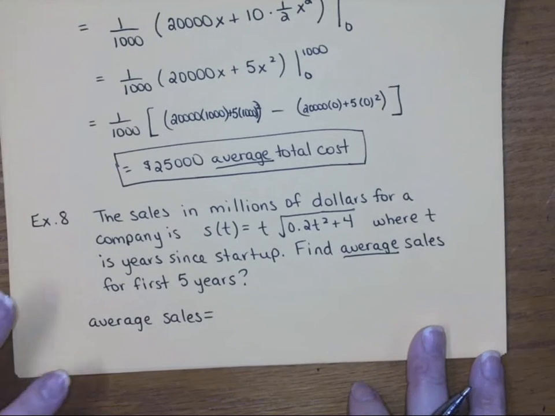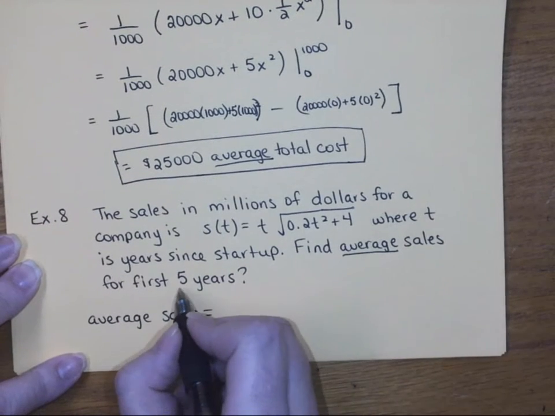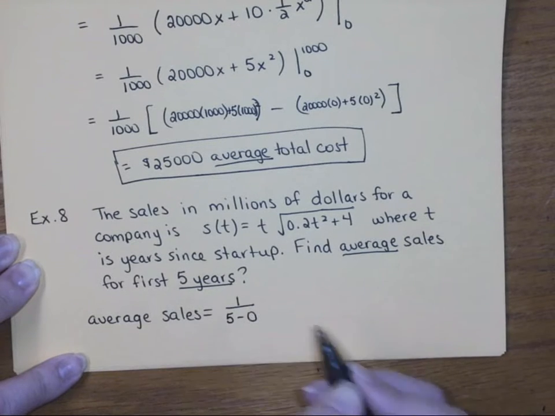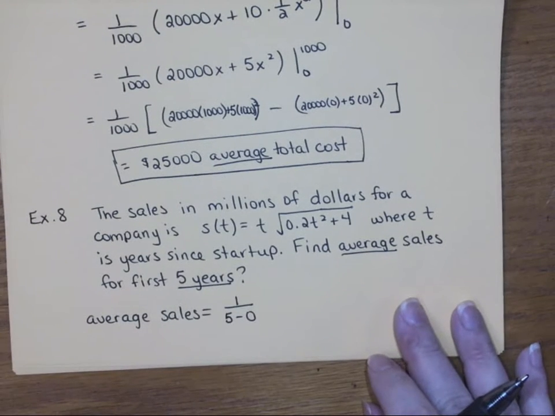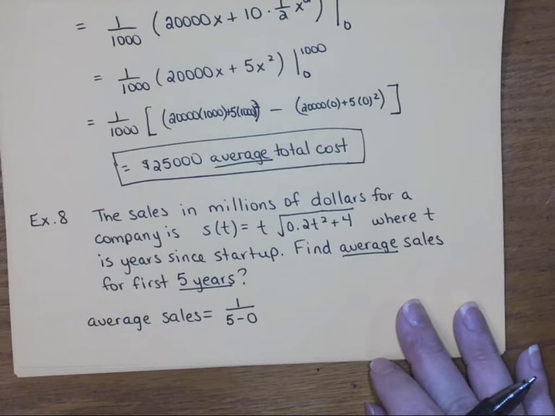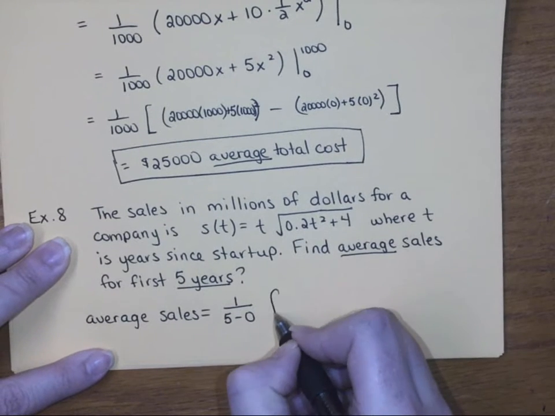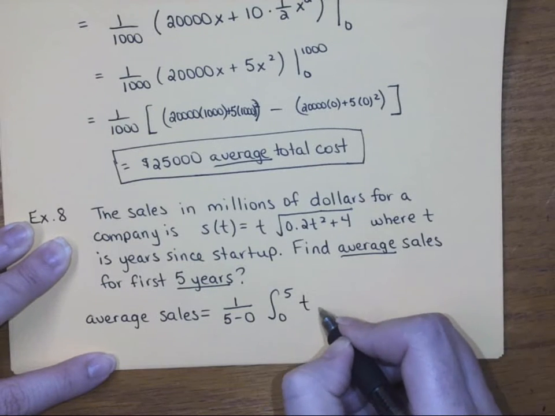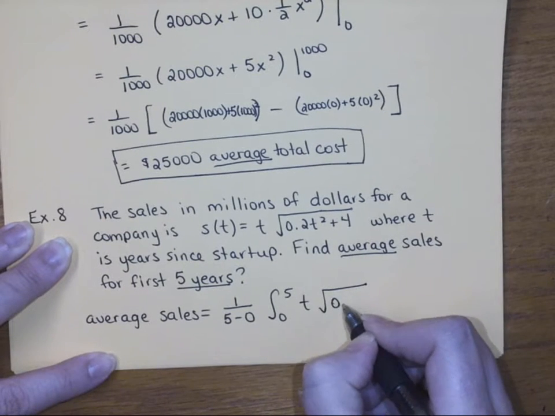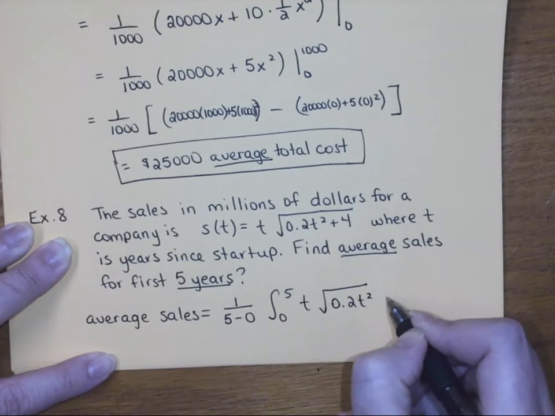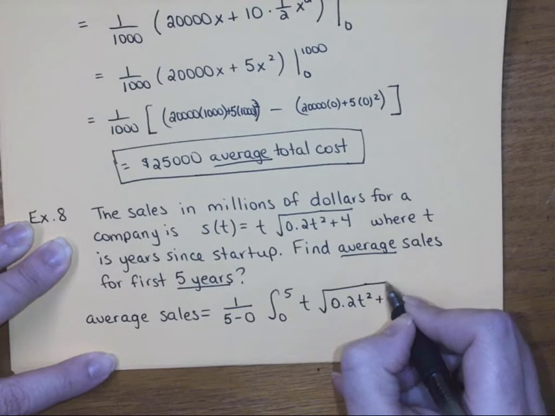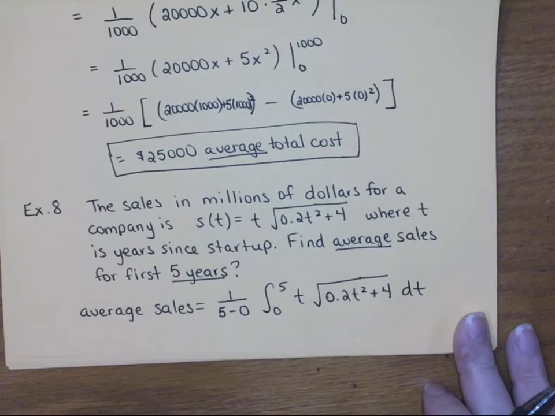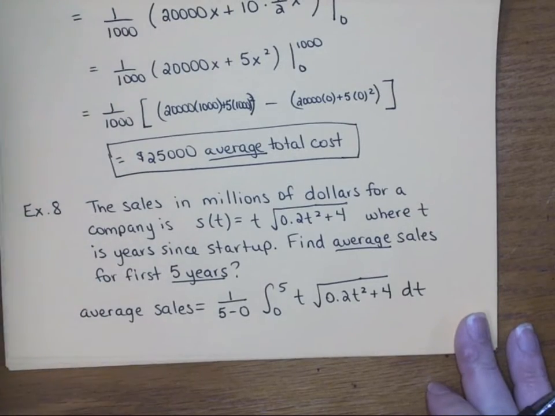But I asked you to find the average for the first 5 years, so this is what this is going to look like. 1 over 5 minus 0, because it's from 0 to 5 years. And then it'll be the integral from 0 to 5 of t times the square root of 0.2 t squared plus 4 dt. Okay, that's just the formula for average.